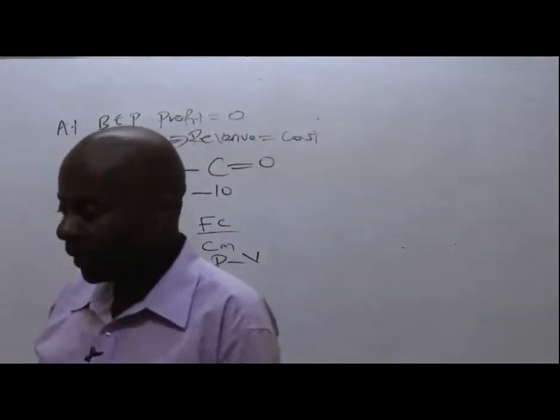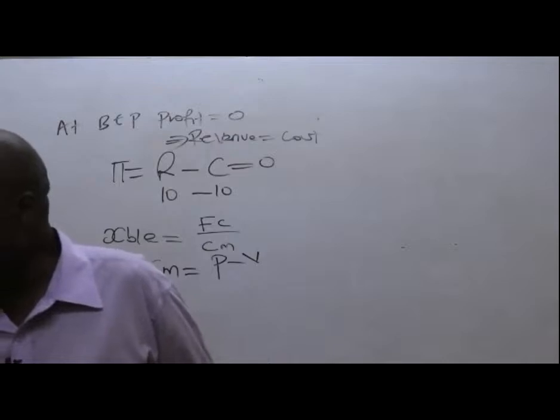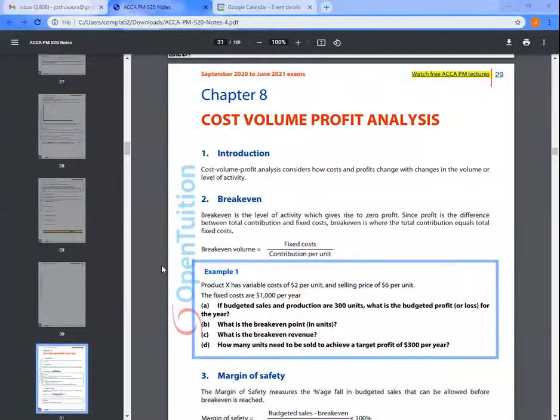Let's see. So, ladies and gentlemen, let me share my book with you here. Where are we? We are there. They've told us that the product has a variable cost of 2, and the selling price is how much? The selling price is 6. The fixed cost is 1,000.